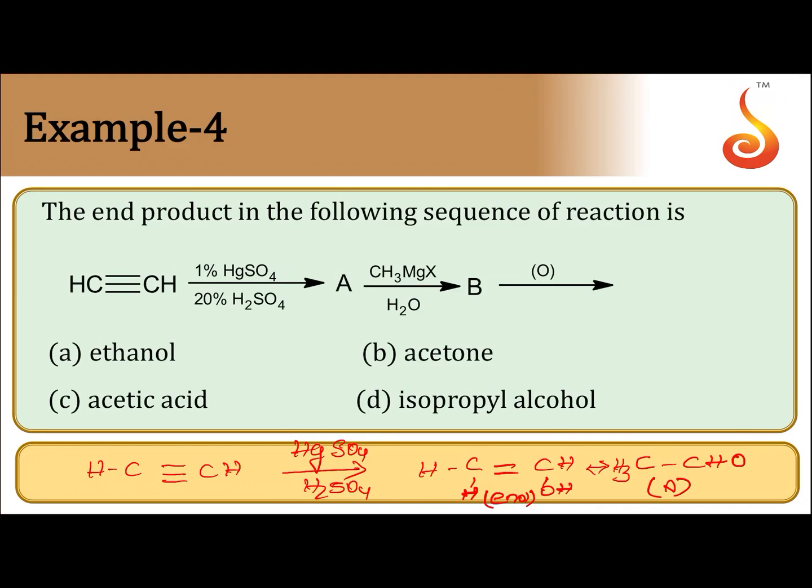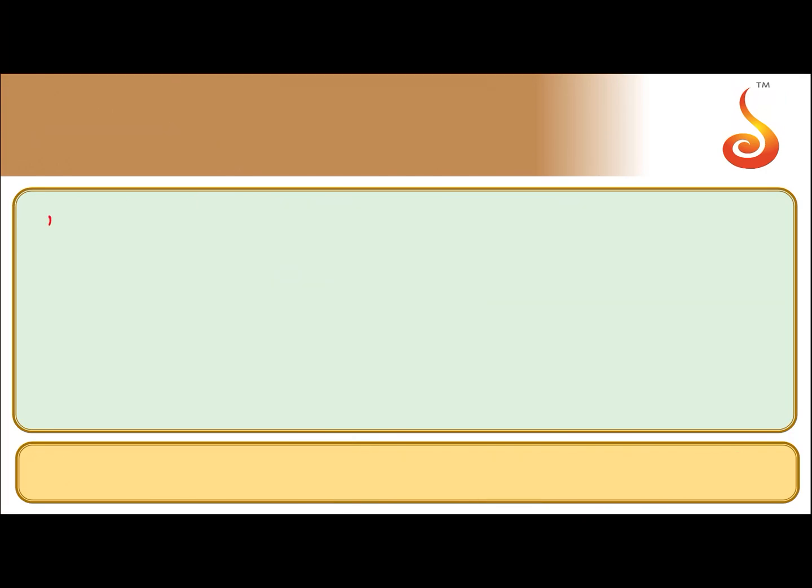Acetaldehyde is treated with Grignard's reagent. Acetaldehyde, when treated with Grignard's reagent, you will get secondary alcohol. Secondary alcohol on oxidation will give ketone. So now let us see the next reaction. So what am I getting? CH triple bond CH. On the arrow, HgSO4 and H2SO4 are there, means I will get CH3CHO.